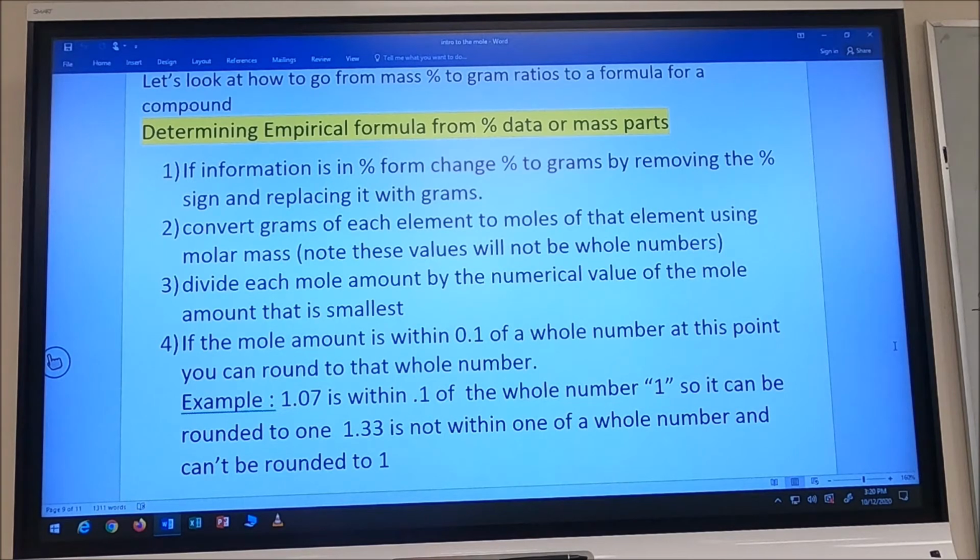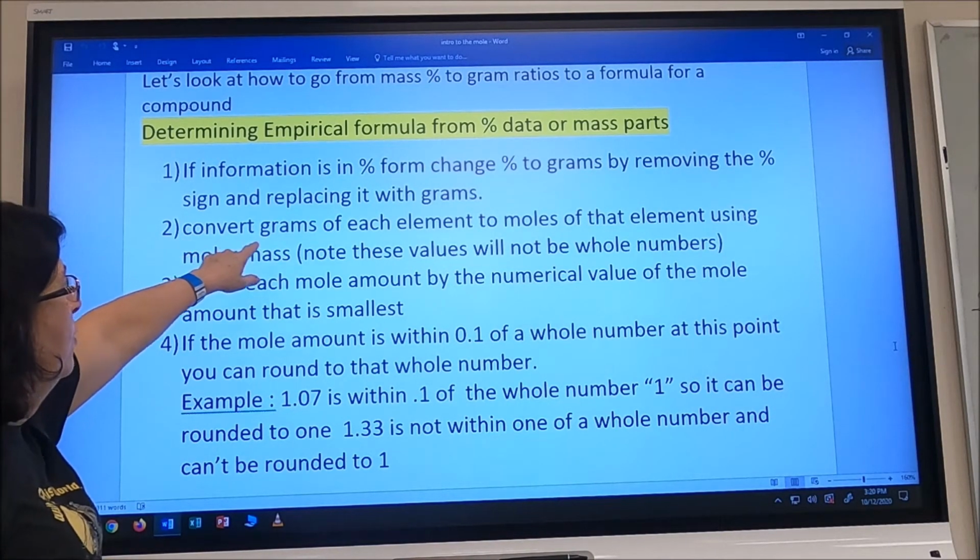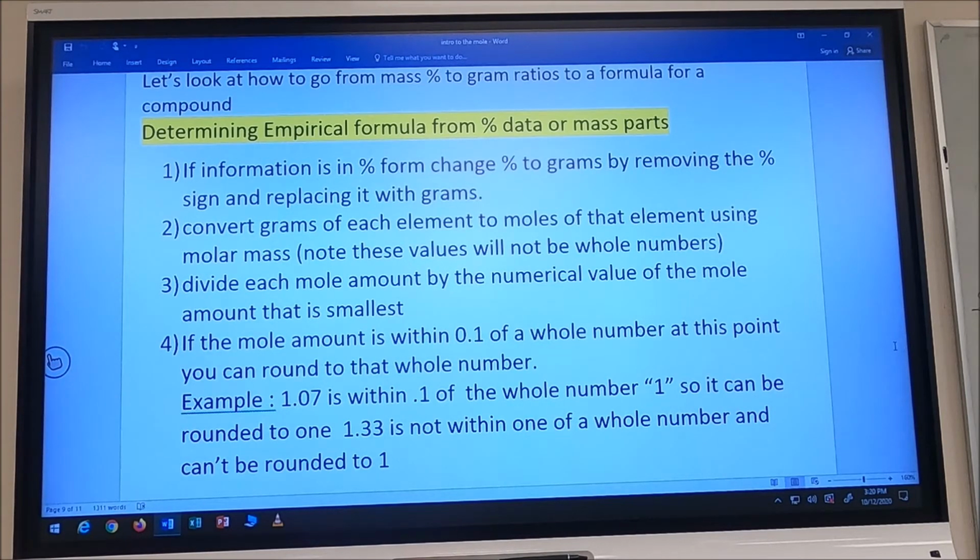Remove the percentage sign, replace it with grams. Once you've got everything in grams, you convert grams of each element into moles of that element using the molar mass. Remember, these numbers are not going to be whole numbers. Then you're going to start doing math tricks. We're going to divide each mole amount by the numerical value of the mole amount that is the smallest. No units on it, we're just dividing by that number.